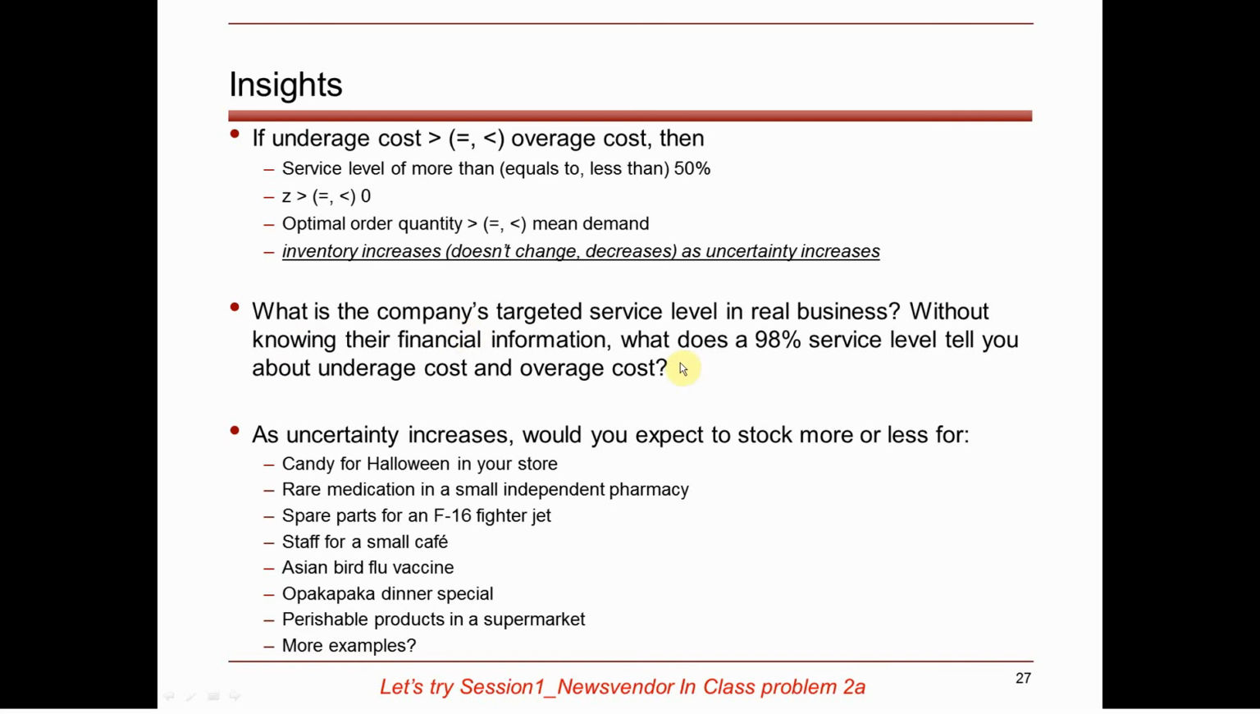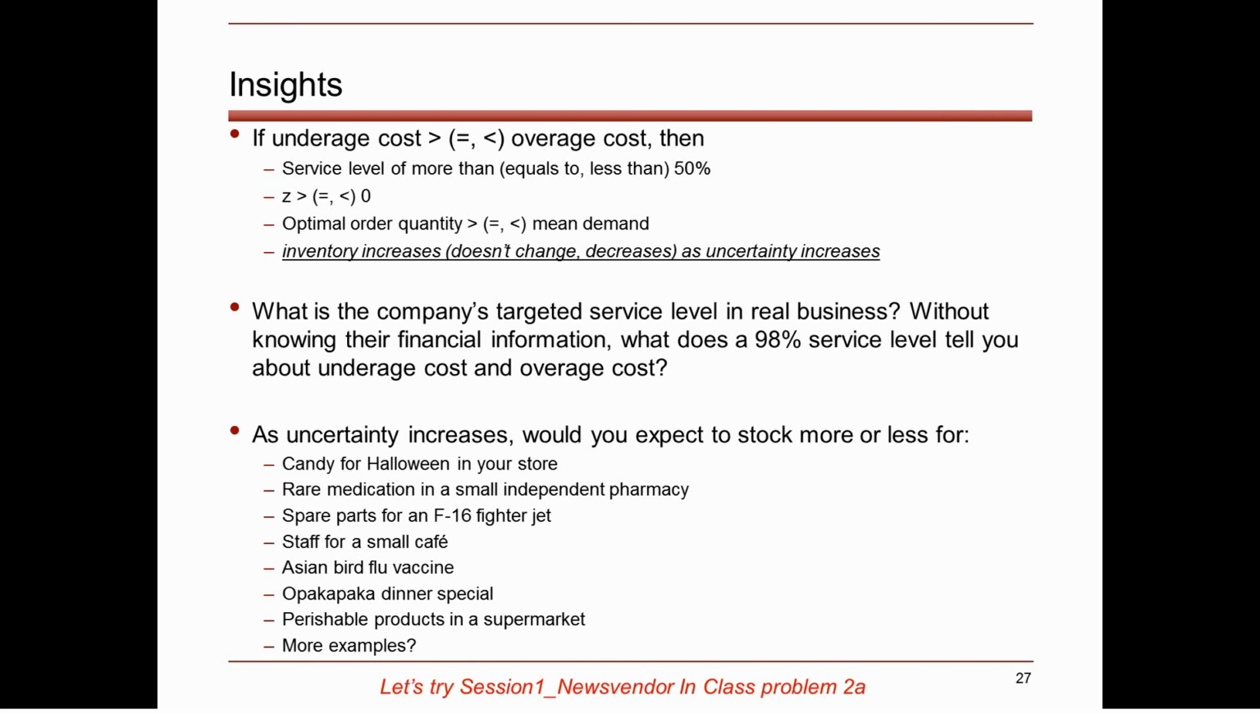So there are always these questions about the company's targeted service levels in real business. In other words, if you didn't know any financial information, if you didn't know about underage and overage, not all companies tend to think about what's my profit-maximizing amount. They often think about, well, I want to make sure I have product on the shelf, because if I don't have product on the shelf and people come to buy it, they're going to be disappointed.